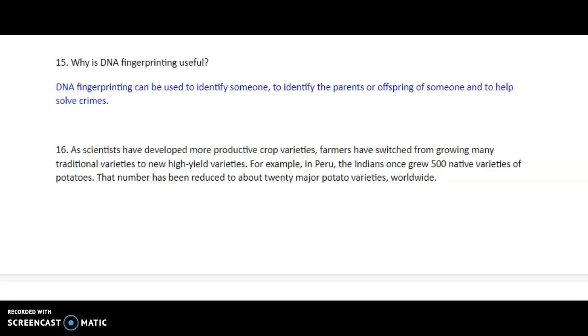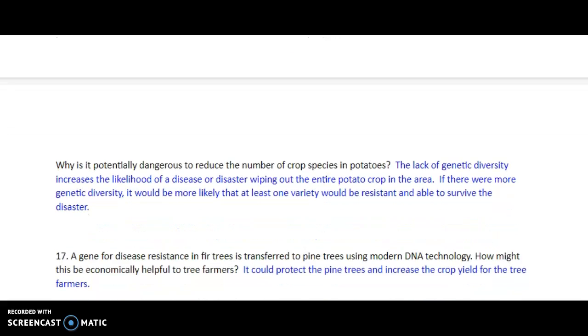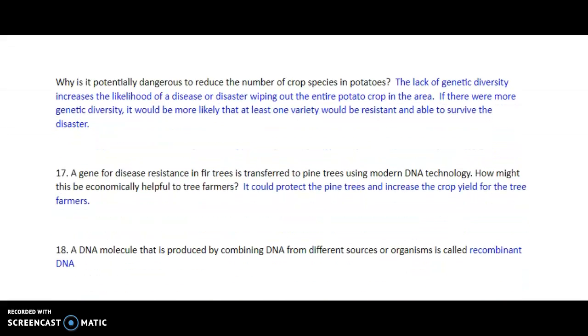Number 16, as scientists have developed more productive crop varieties, farmers have switched from growing many traditional varieties to new high-yield varieties. For example, in Peru, the Indians once grew 500 native varieties of potatoes. That number has been reduced to about 20 major potato varieties worldwide. Why is it potentially dangerous to reduce the number of crop species of potatoes? And that's what we were just talking about with genetic diversity. The lack of genetic diversity increases the likelihood of a disease or disaster wiping out the entire potato crop in the area. If there were more genetic diversity, it would be more likely that at least one variety would be resistant and able to survive the disaster.